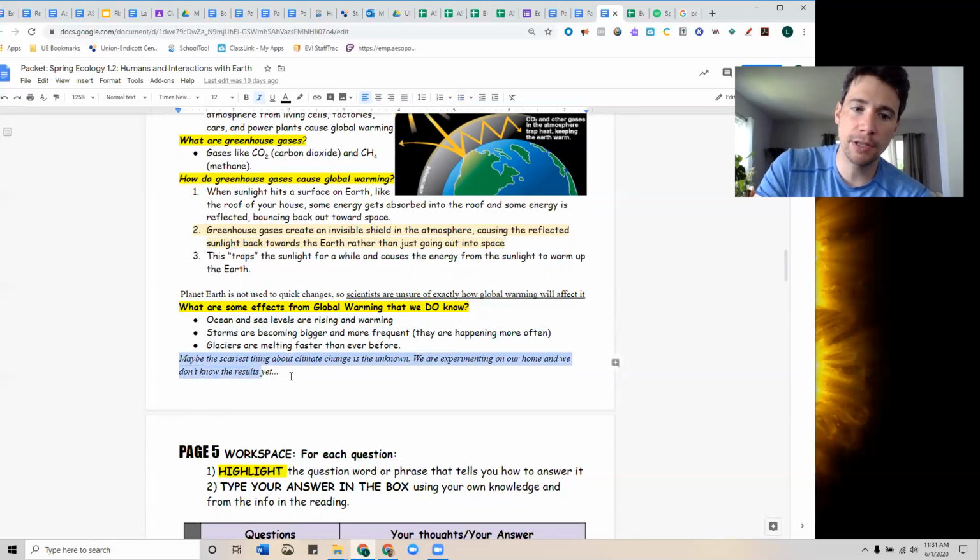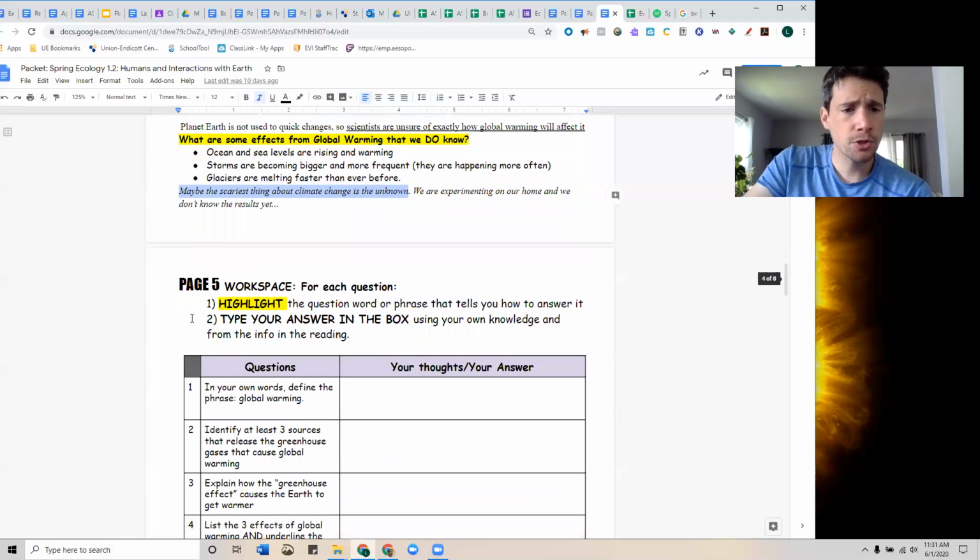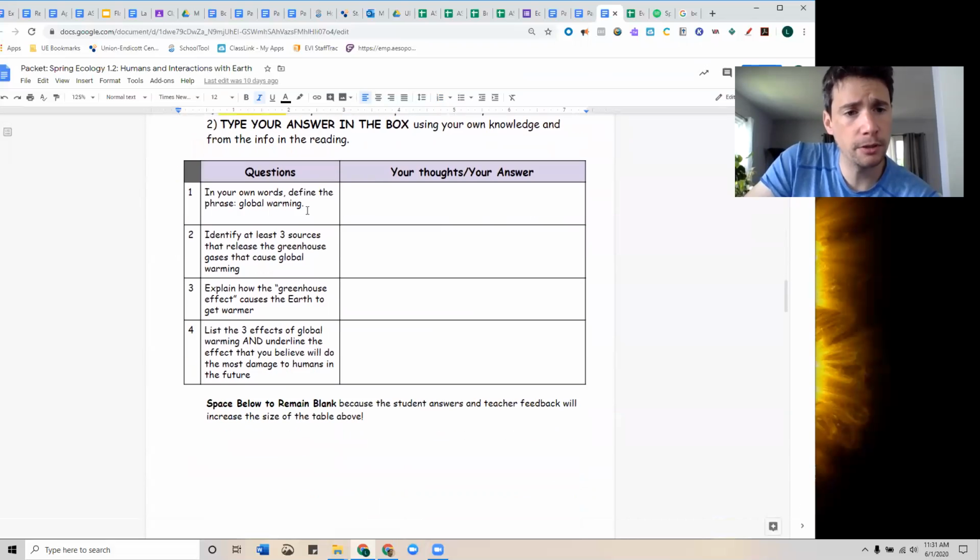And right here, I give you this last bit. Maybe the scariest thing about climate change is the unknown. We are experimenting with our home, the only planet that we have to live on, and we don't know what the results of our experiment are yet. We are warming our Earth faster than it's ever been warmed before, and we don't know what's going to happen. And that should be sort of scary to you. It's scary to me.